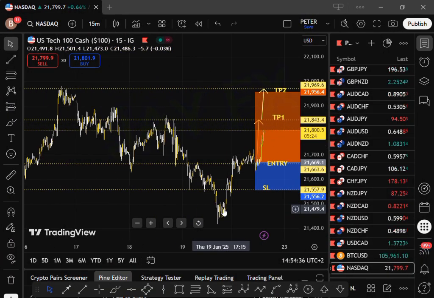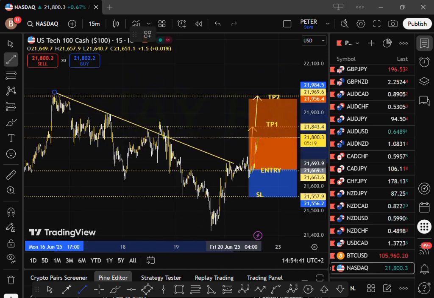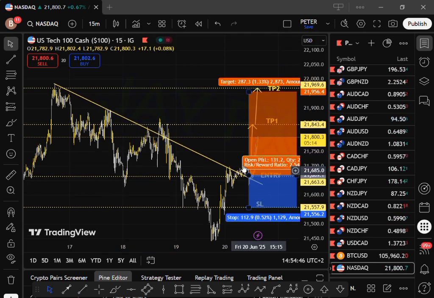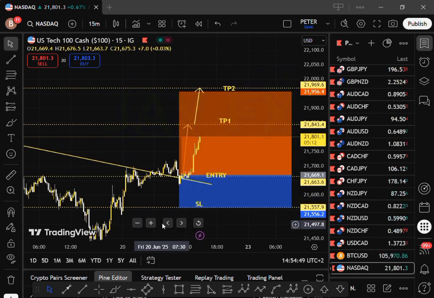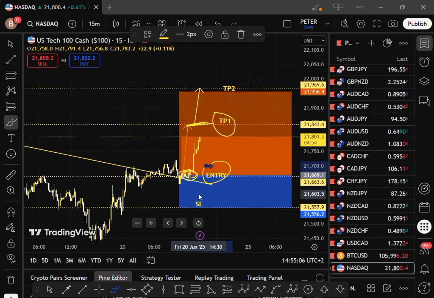Yo, what's up, my people? Here we come back to check our Nasdaq. What is going on with our Nasdaq? As we predicted our direction, you can see now what we have here. Nasdaq is not moving as fast as it should, but you can see we have almost reached our first take profit, which is this one. Our entry is this, and our stop loss was here. Now this is our second take profit.